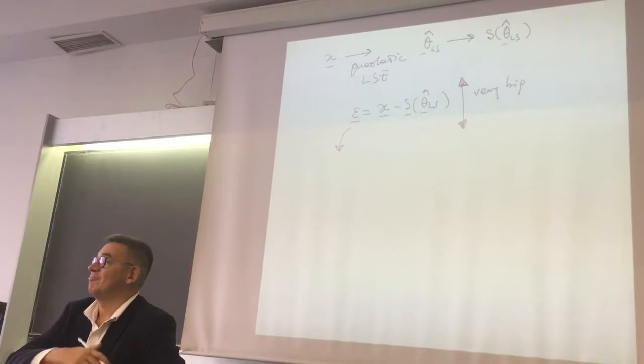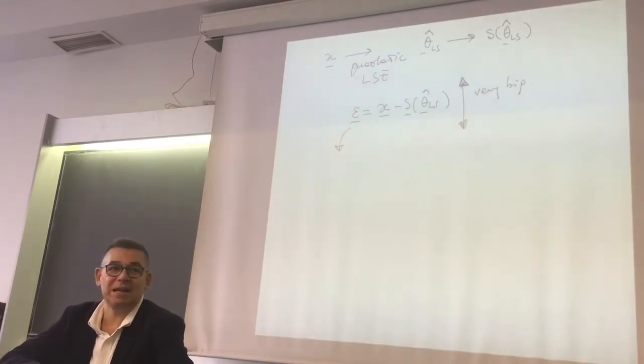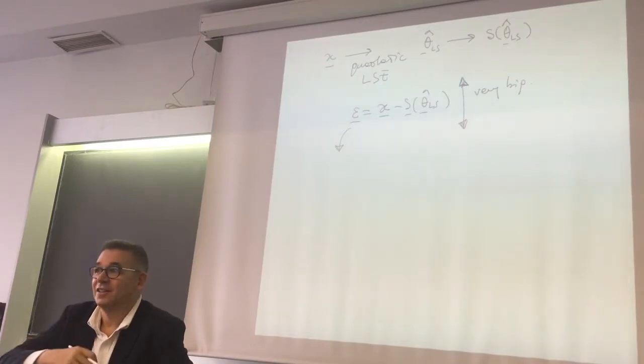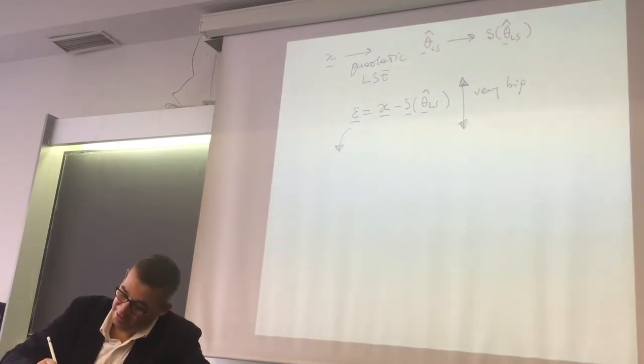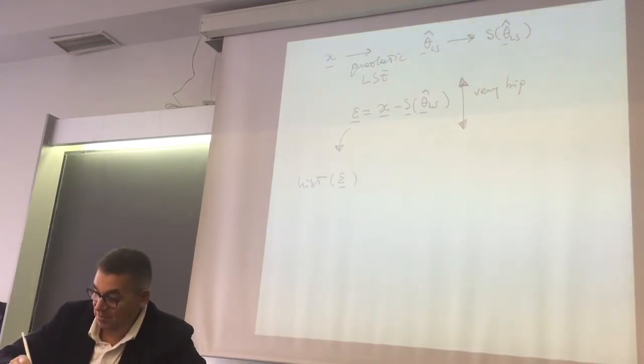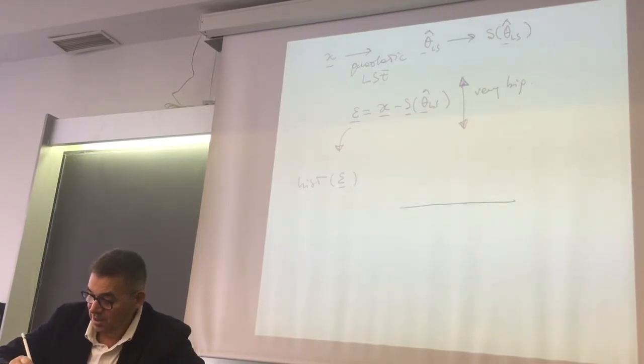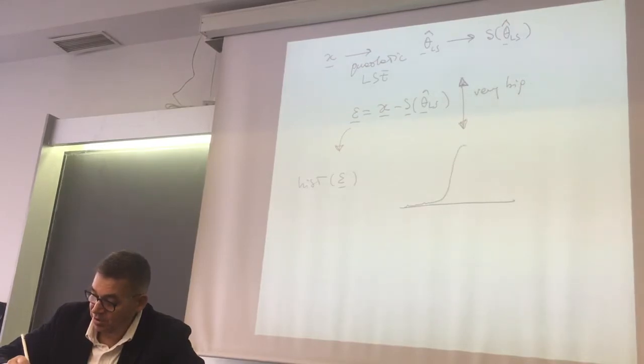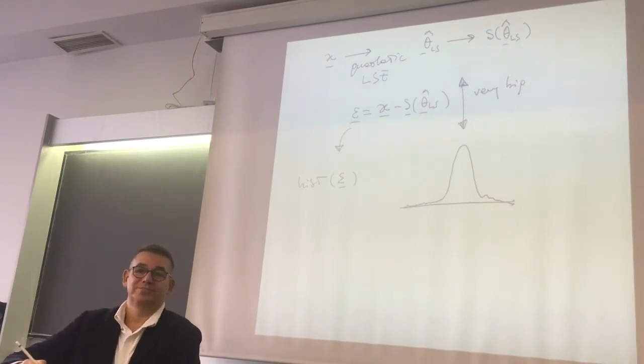Everything means you can get the histogram. You can look at if the histogram is behaving in some way or another. So let's make a histogram of epsilon. If I make the histogram of the epsilon, I don't see much. Perhaps I see that this histogram is having some behavior, it looks like a bell. Then you say, oh, Gaussian. Wait a minute.